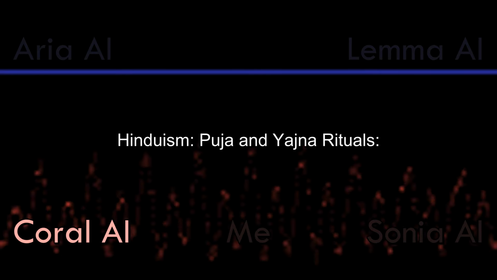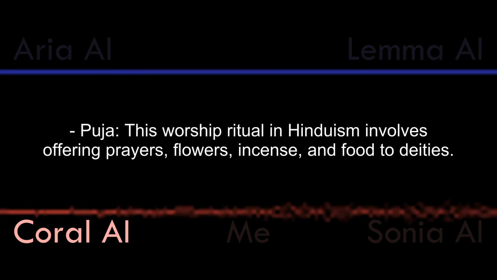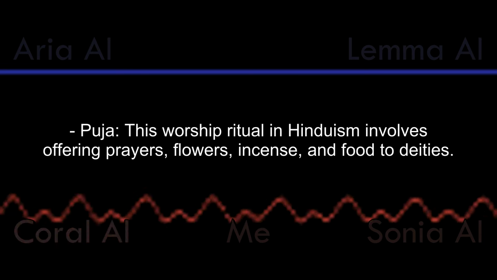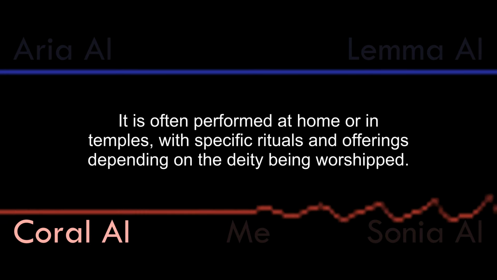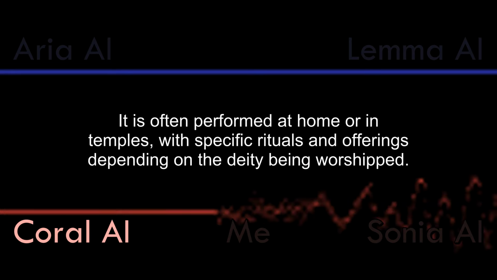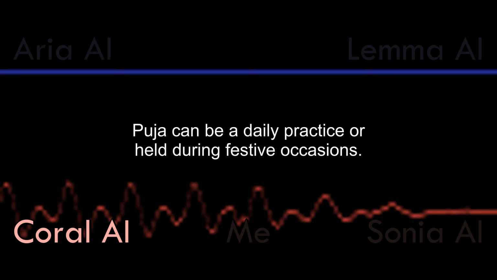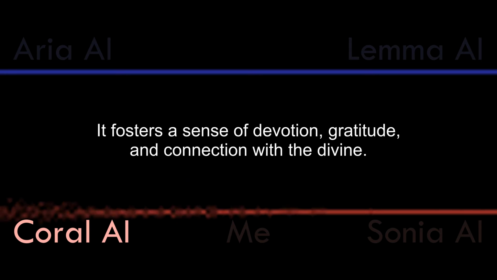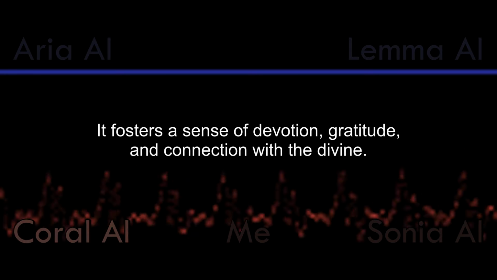Hinduism. Puja and yajna rituals. Puja: this worship ritual in Hinduism involves offering prayers, flowers, incense, and food to deities. It is often performed at home or in temples, with specific rituals and offerings depending on the deity being worshipped. Puja can be a daily practice or held during festive occasions. It fosters a sense of devotion, gratitude, and connection with the divine.